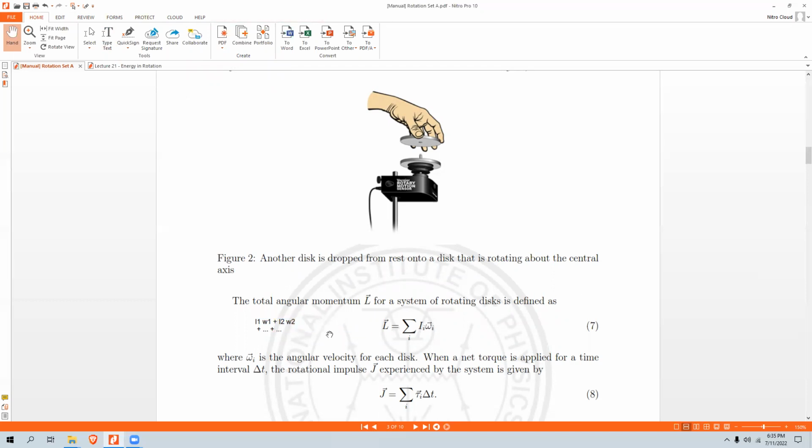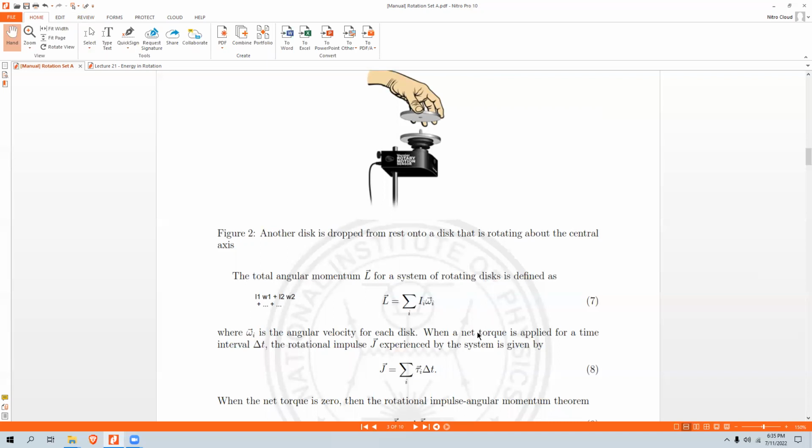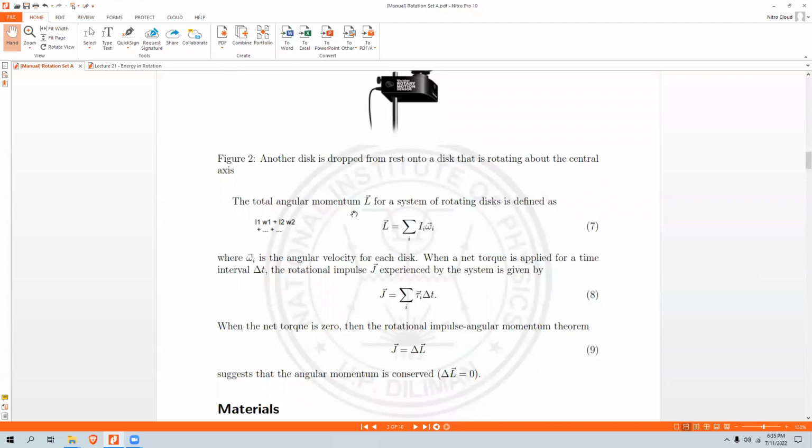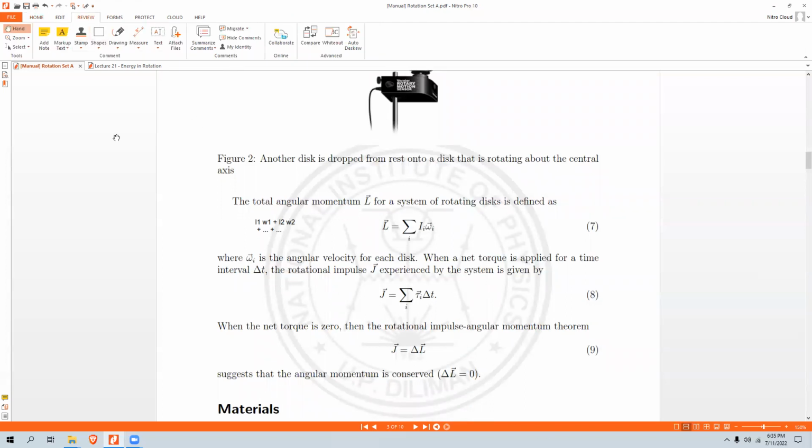Just to add on to this, if a net torque is applied for some time interval delta t, the disks will experience a rotational impulse of the form J equals tau delta t. Again, this is a summation. This means that every applied external torque on the system will result in some non-zero rotational impulse. If the net torque is 0, the rotational impulse-angular momentum theorem suggests that angular momentum is conserved. This statement of conserving angular momentum will be applied in this experiment.